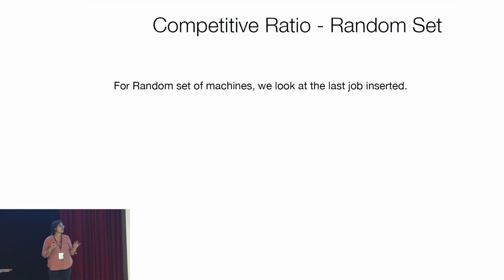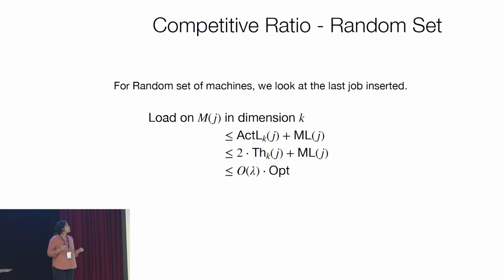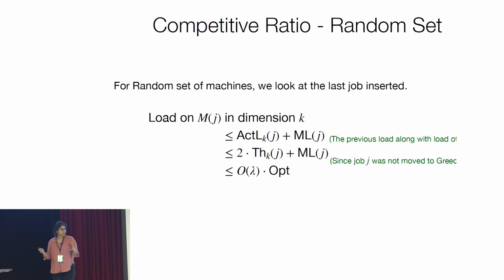Let's just look at the random set of machines. Here we know that the load on any machine in some dimension k is going to be this actual load, plus the last job which was inserted, and this job's load is going to be less than the maximum load after all. So the previous load till job j was inserted, along with the load of j. We know this is true because job j was not moved to greedy, because the condition was never violated. And finally, this is just by definition of threshold.